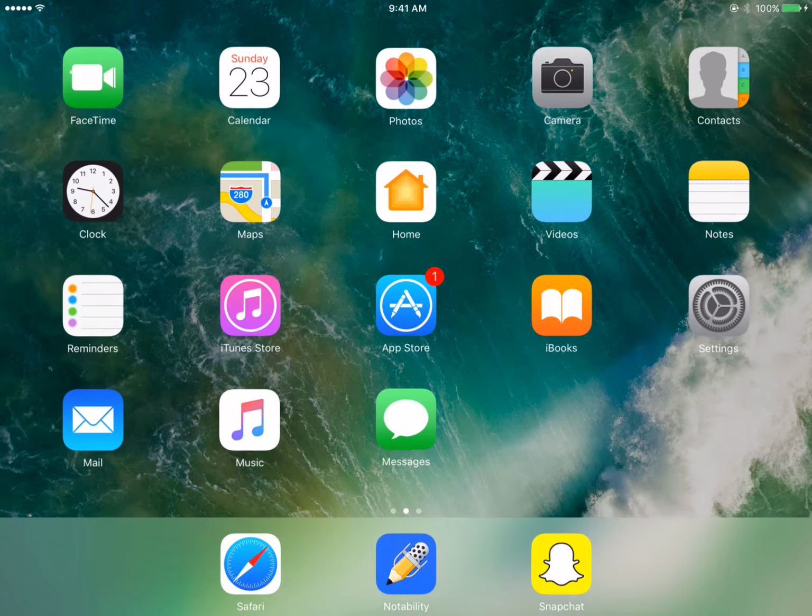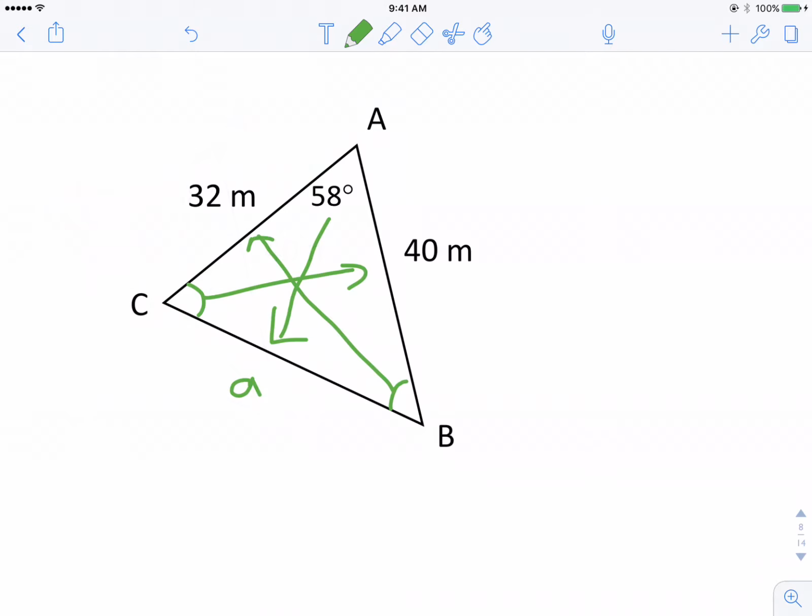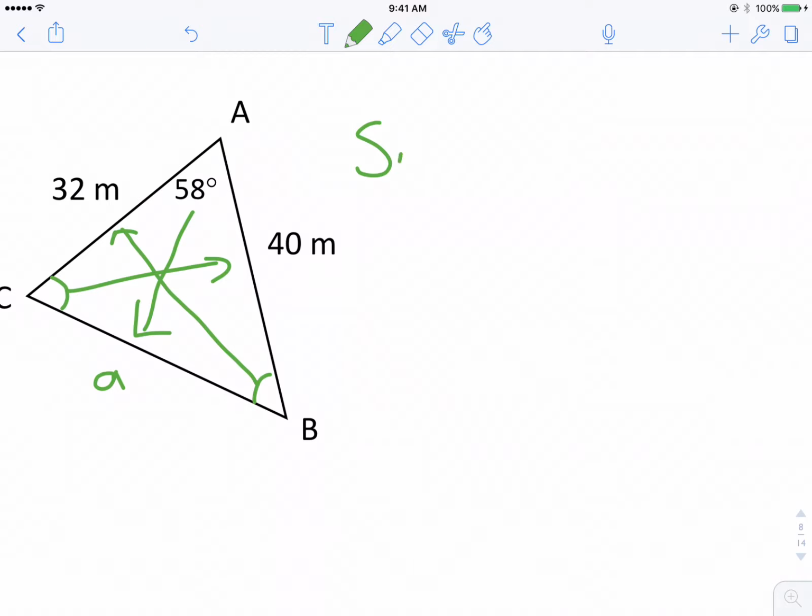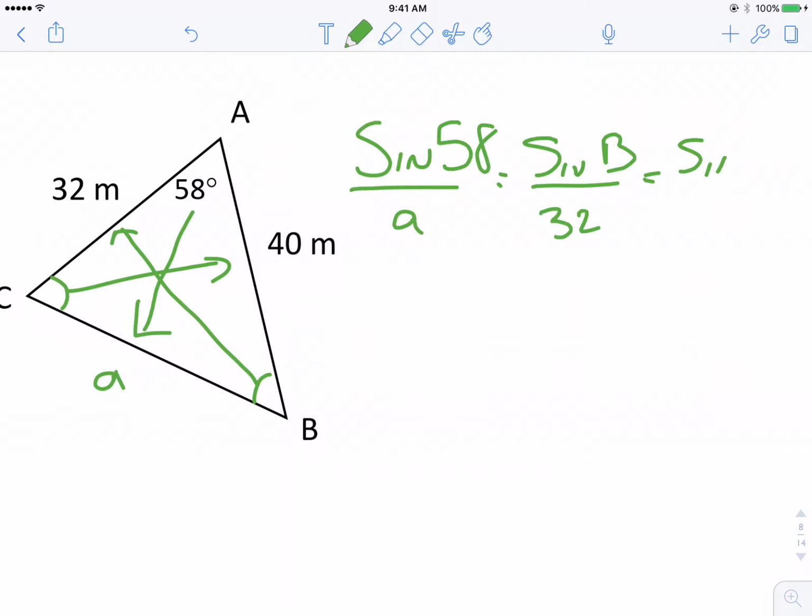Sine A over a, actually A would be 50 degrees, 58, I'm going to substitute this in right away, over a is equal to sine B over 32 is equal to sine C over 40. So here you can see that we are missing this, we're missing this, and we're missing this. So we're missing something out of each of the ratios. And from all the sine law work that we've done, we should know that if we don't have a full set of ratios or a full fraction, then we can't use sine law at all. So sine law doesn't work.